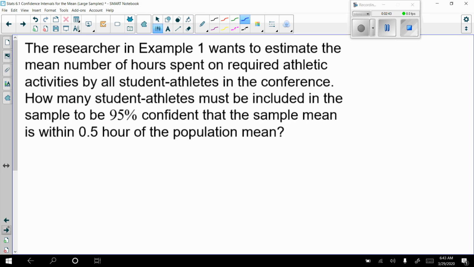Let's try this with this next example. The researcher in example 1 wants to estimate the mean number of hours spent on required athletic activities by all student athletes in the conference. How many student athletes must be included in the sample in order to be 95% confident and have the sample mean within 0.5 hours of the population mean? Okay, so our C level is 95%, and our margin of error is plus or minus 0.5.